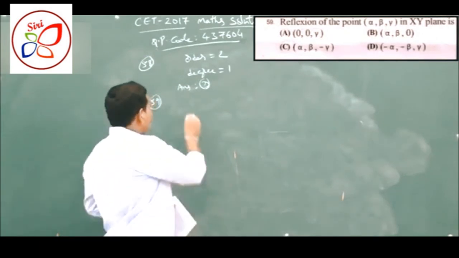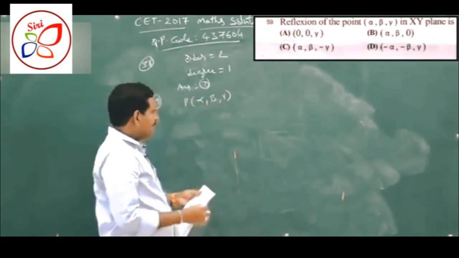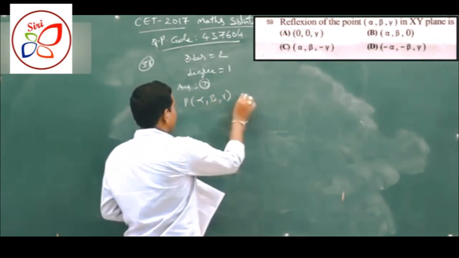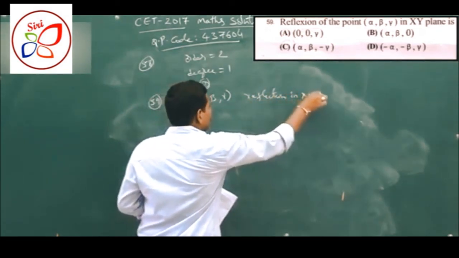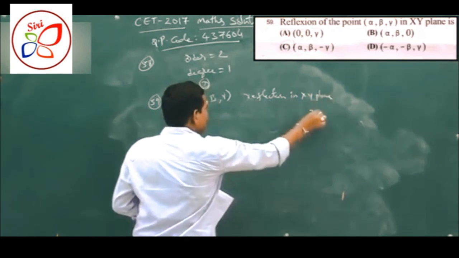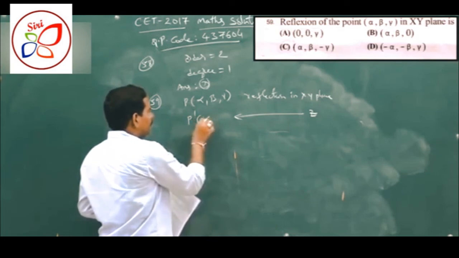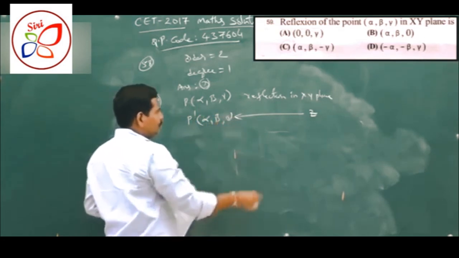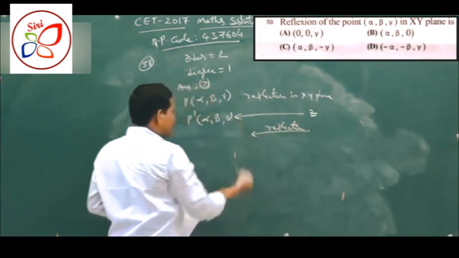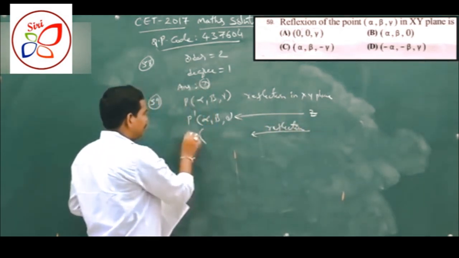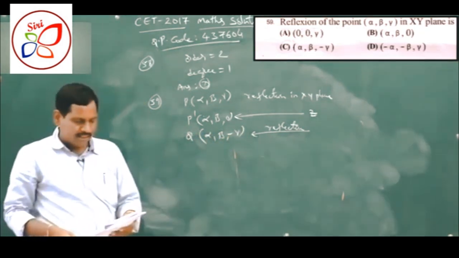Now, the last but one question. Reflection of the point alpha, beta, gamma in the xy plane is. First on the z axis, its foot is alpha, beta, 0. So, reflection is again moving the same distance, alpha, beta, minus gamma. So, answer is the third option C.